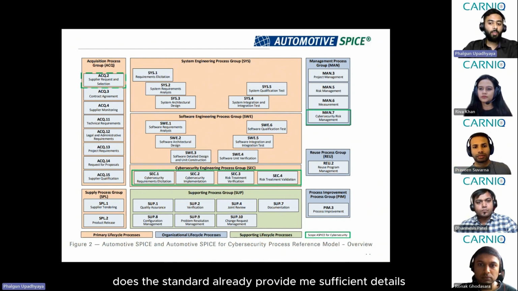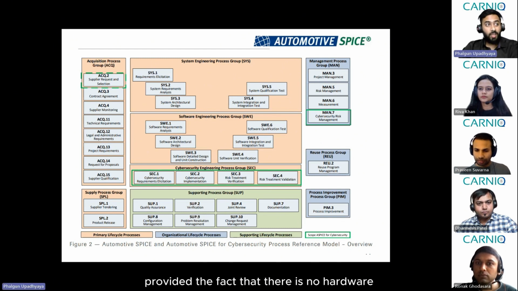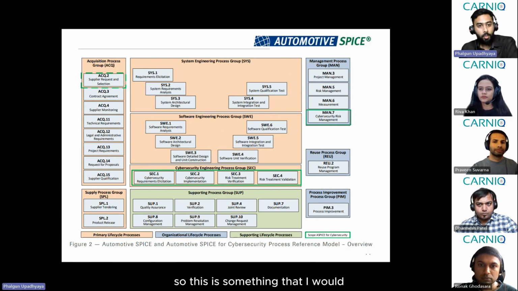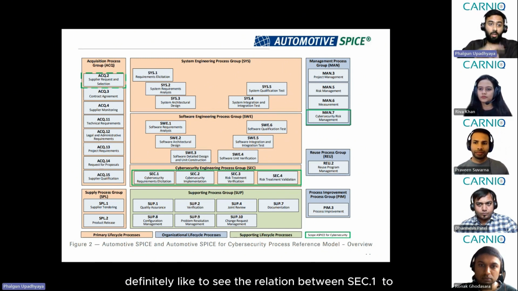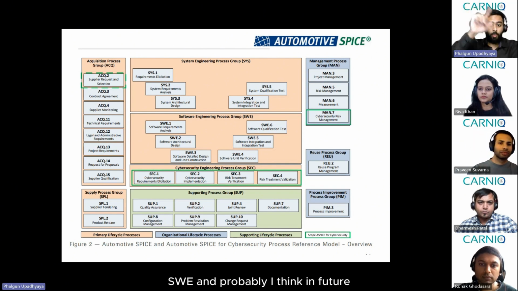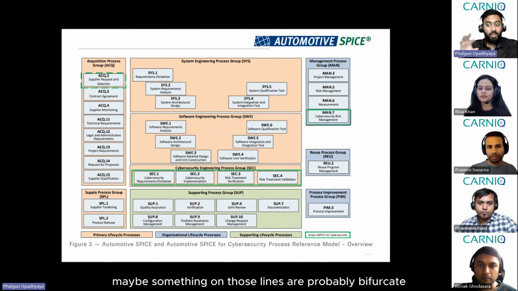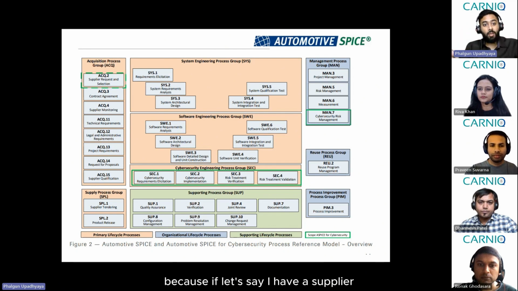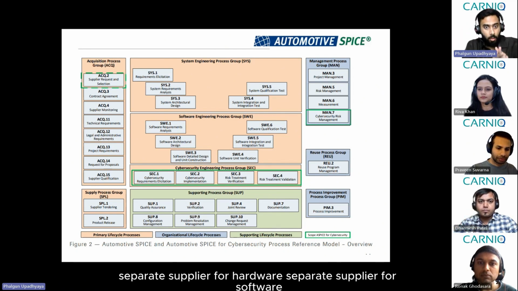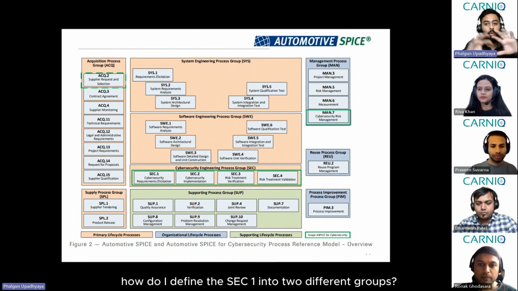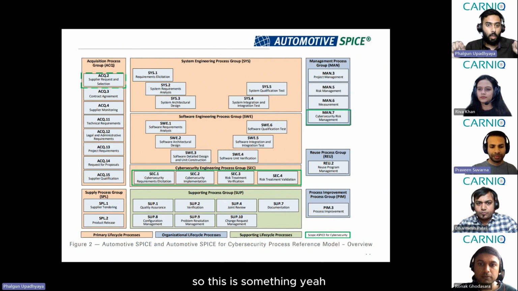Does the standard already provide sufficient details, given that there is no hardware related process defined in the ASPICE model? This is something I would definitely like to see: the relation between SEC1 and SWE. Probably in future, ASPICE 4.0, hardware related processes will also get added, or it might be bifurcated. Because if I have a separate supplier for hardware and a separate supplier for software, how do I split SEC1 into two different groups?